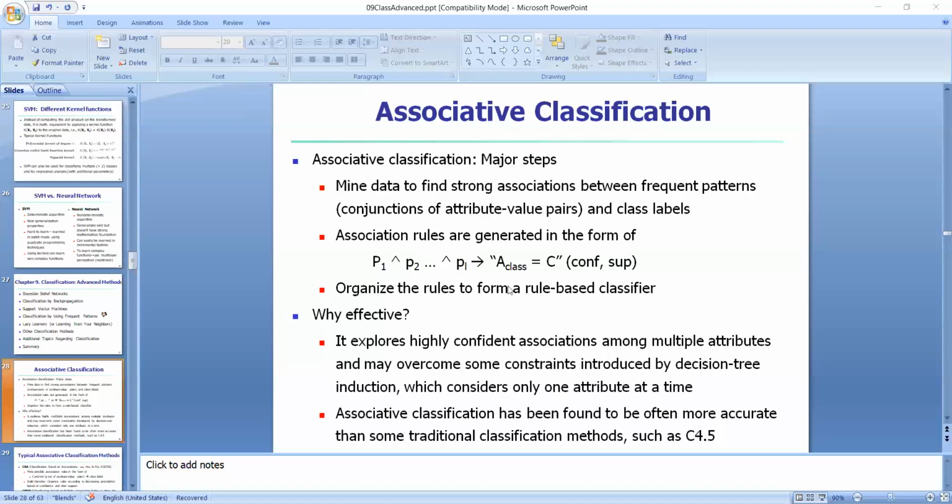Now why is this effective? It explores highly confident association among multiple attributes and may overcome some constraints introduced by decision tree induction, which considers only one attribute at a time, right? And associative classification has been found to be often more accurate than some traditional classification methods.